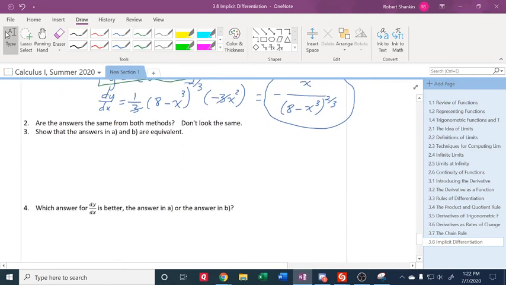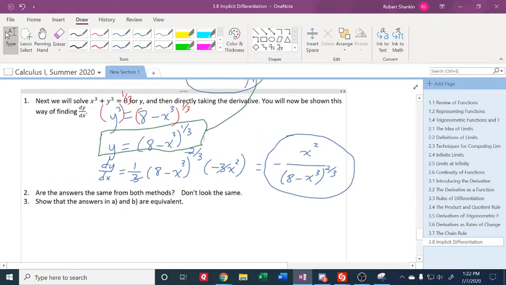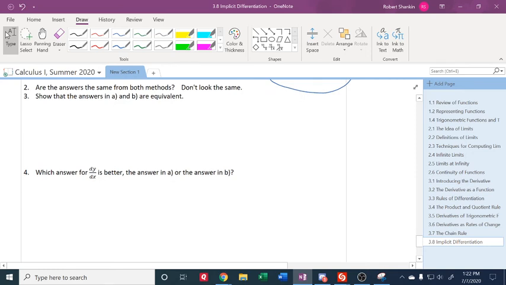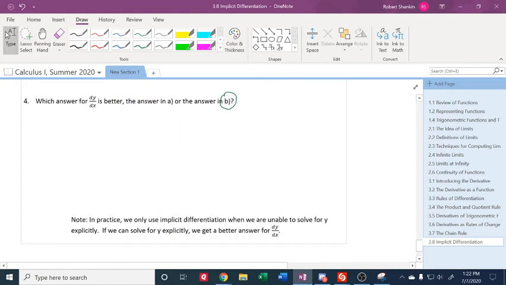Alright, which answer for dy dx is better? Well, the answer in B is better, because we want them all in x's. We don't want the answer in terms of the input and the output variable. Better would be just in terms of the input variable. But sometimes the best we can do is get it in terms of both.